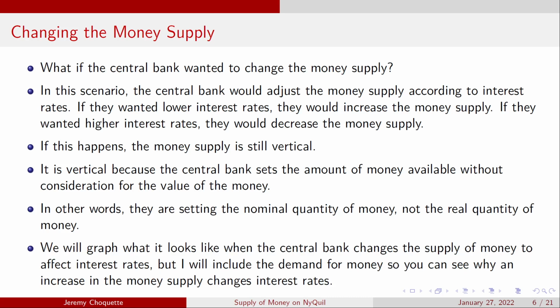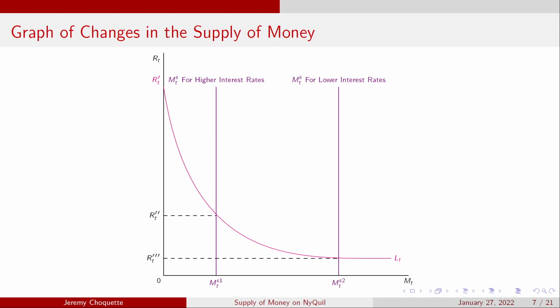So let's graph what it looks like when the central bank changes the supply of money to affect interest rates. But I'm also going to include the demand for money so you can see why an increase in the money supply will be changing interest rates. And it would be this right here. So we would have two different levels of the money supply, two hypothetical levels. One would be a lower, smaller money supply, and it would have higher interest rates because the money demand curve and the money supply curve intersect at an interest rate that is RT double prime. That's a pretty high interest rate relative to, say, RT triple prime, which is where we've got the higher money supply intersecting with money demand a little bit further out on the demand curve, and it gives us a lower interest rate.